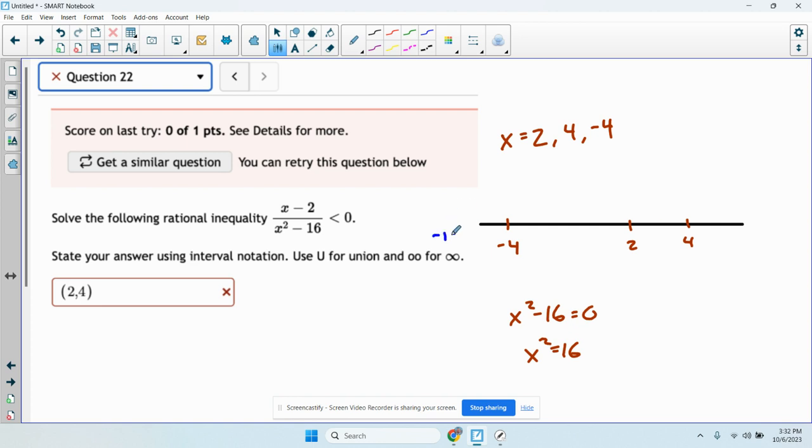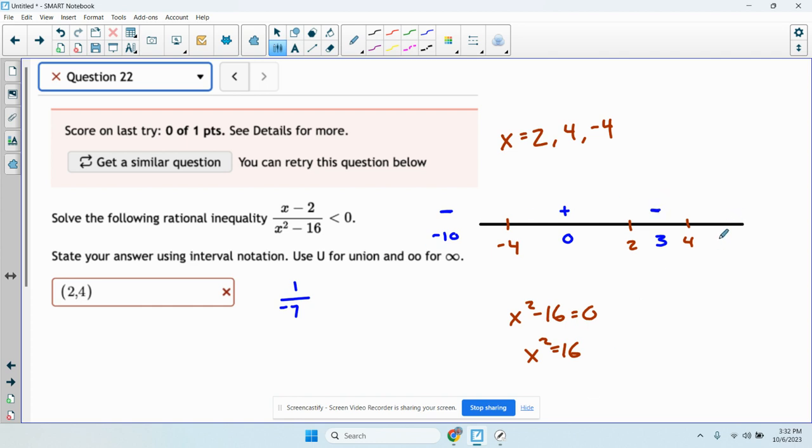Let's say negative 10. If I plug negative 10 in here, I get negative 12 over 100 minus 16. Negative 12 over some positive number is going to give me a negative result. Let's pick a number between negative 4 and 2. Let's try 0. I get negative 2 over negative 16. That's positive 1/8. Pick a number between 2 and 4. How about 3? 3 minus 2 is 1. 3 squared minus 16, 9 minus 16 is negative 7. That's a negative.